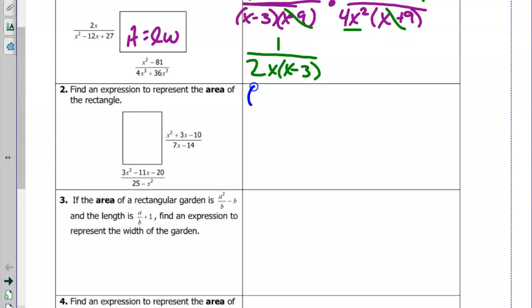Okay, x squared plus 3x minus 10. What does it factor to? X minus 5 or x plus 5 or x minus 6.